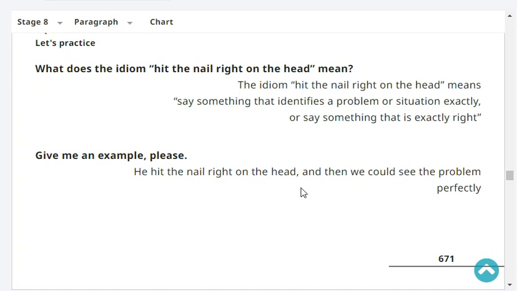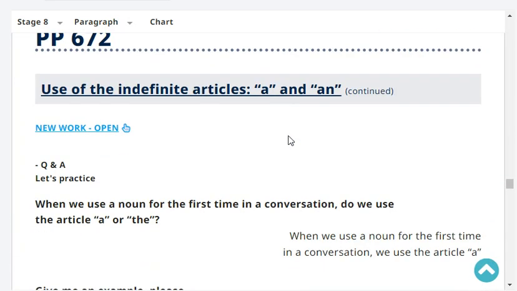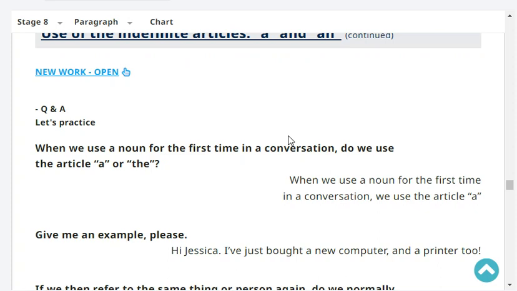Give me an example, please. He hit the nail right on the head, and then we could see the problem perfectly. Very good.